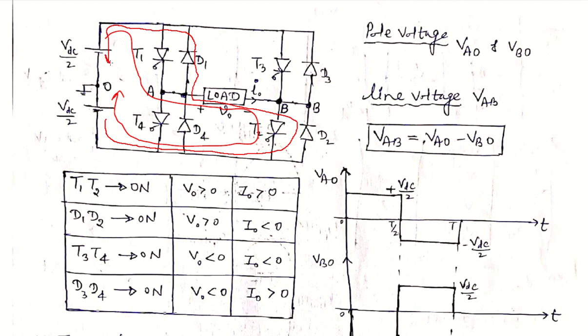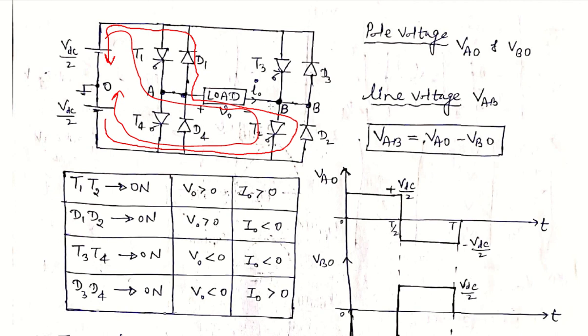So this is the path of current flowing for D1 D2. So the current will be flowing opposite to the reference current I naught. So in case of D1 D2, I naught is less than 0 but V naught is positive. Why is V naught positive? Because the plus of this supply is connected to the plus of the input voltage, and the minus of this load voltage is connected to the supply negative. So it is a positive one. So V naught is greater than 0, I naught is greater than 0.